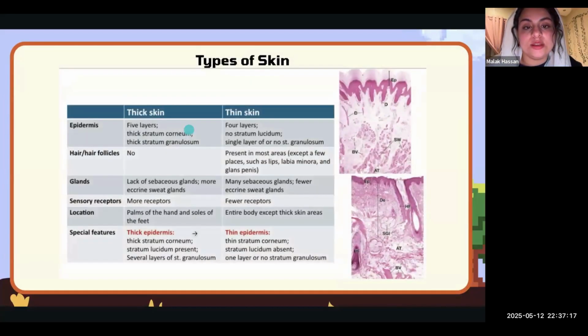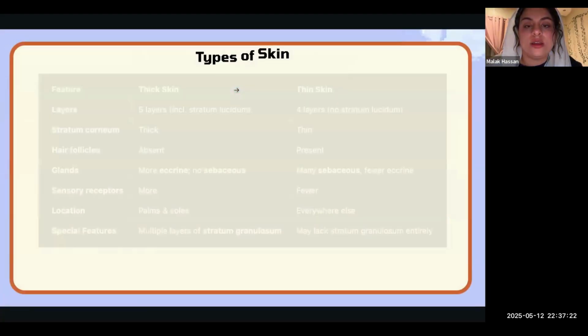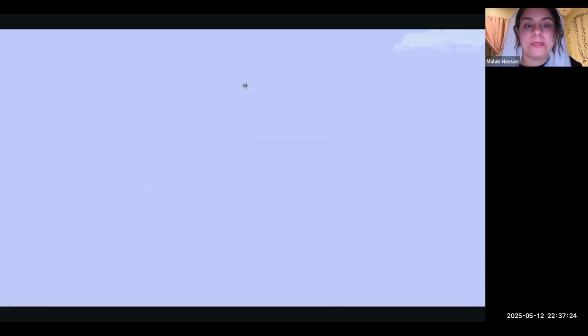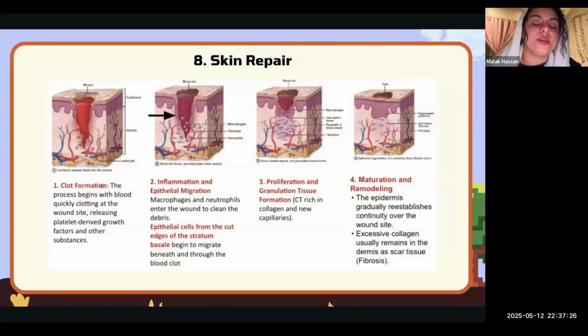And these are the types of skin, summarized so you can read through it. And this is skin repair. So we have clot formation. You have the wound, first of all. It begins with blood quickly clotting and releasing platelet-derived growth factor.